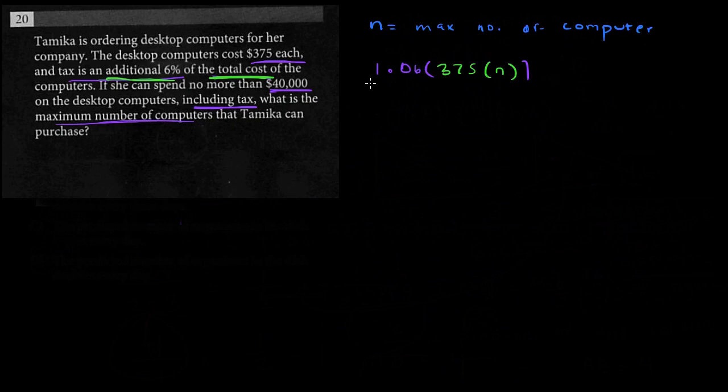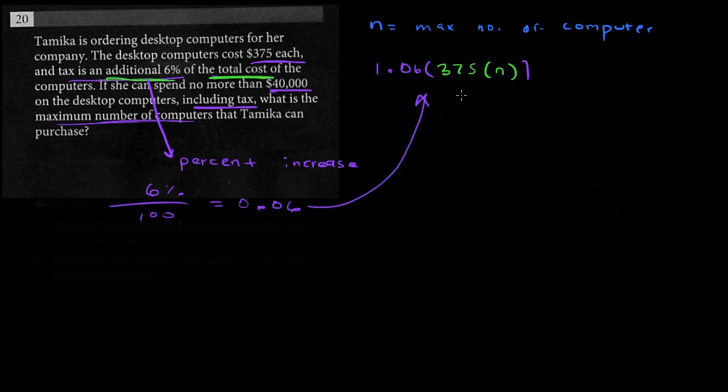And you may be wondering where I got this number from. I got it because I know this is a percent increase. The additional 6% is a percent increase. How we work out a percent increase is, I divide the percentage by 100 and I end up with a decimal. Usually if you multiply this 0.06 by any number, that's 6% of the total cost of the computers. That's not what we're after. It's an additional 6 percent, and so we have to add 0.06 plus 1. That is the idea of percent increase.